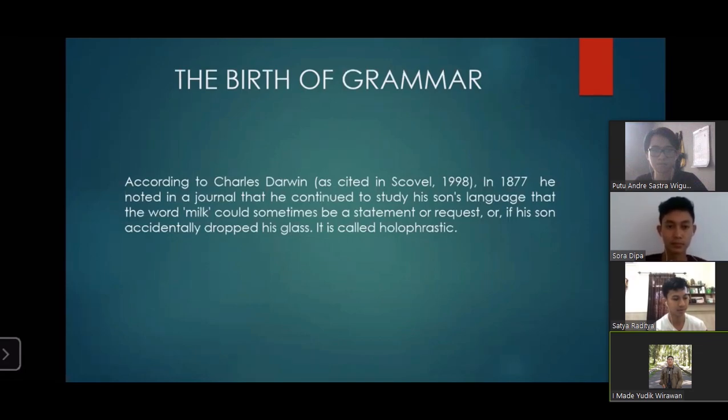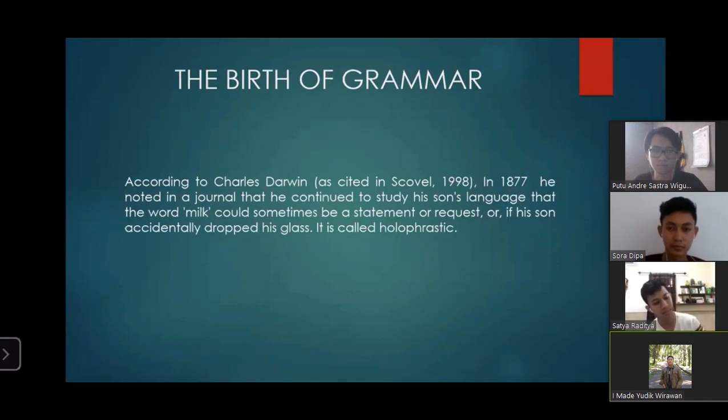According to Charles Darwin, in 1877, as cited in Scovel, 1998, he noted in a journal that he continued to study his son's language, that the word milk could sometimes be a statement or request, or used when his son accidentally dropped his glass. In psycholinguistics, this phase is called holophrastic. But what is holophrastic? It means that children express a complete sentence in one word only.